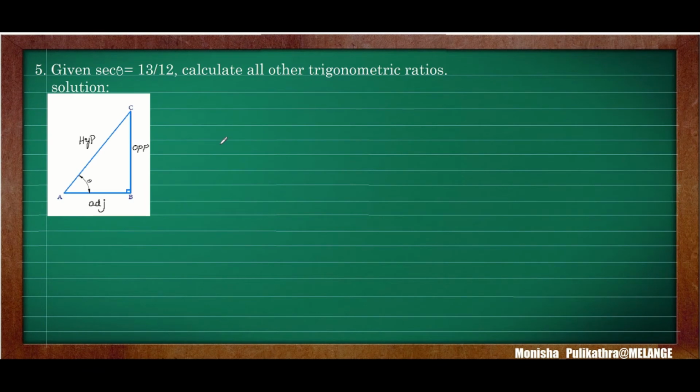Moving on to the fifth question. The fifth question says that secant theta is equal to 13 by 12. So calculate all the other trigonometric ratios.